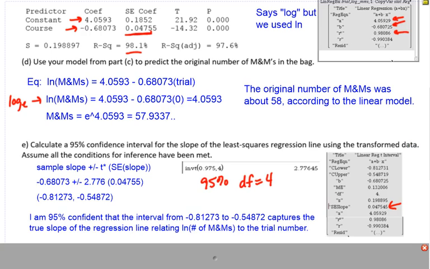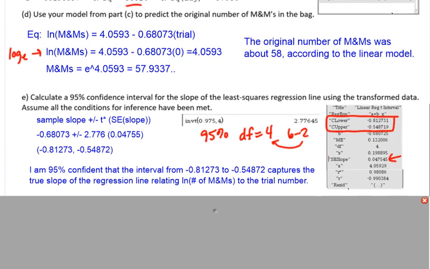The original number of data values was 7, but remember when I did my regression, I only used 6. So I'm using 6 minus 2 to get my degree of freedom here. And so there's the t-critical value, there's the standard error of the slope, and you can see here's the upper and lower level of the confidence interval right here, and those are the values that I used for these two values here.